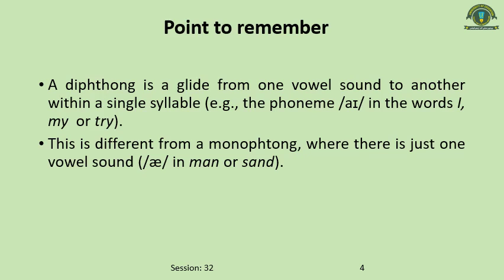In "I", it is the complete phoneme. In "my", two phonemes are there. The first one is M, the second one is the diphthong. And in the third word, T, R, and the diphthong.